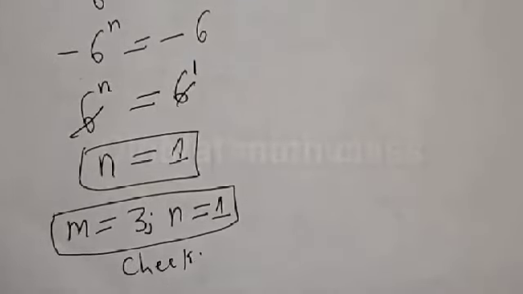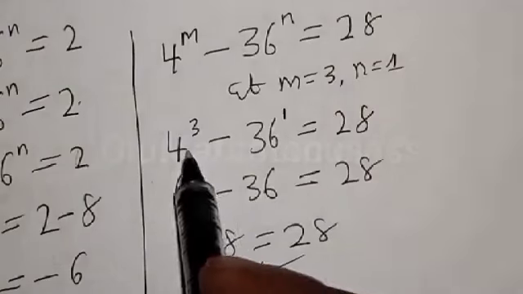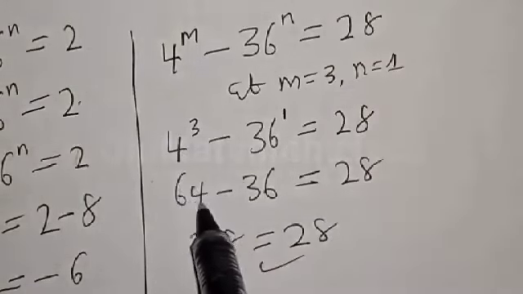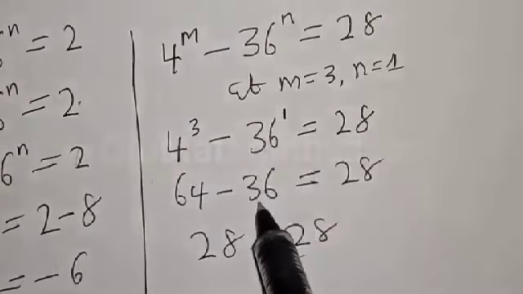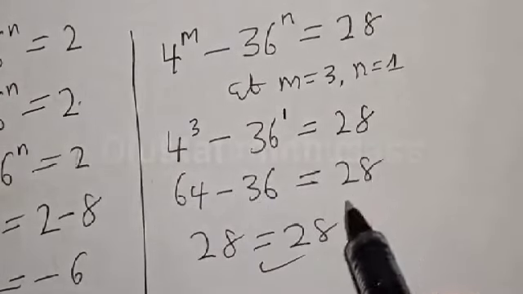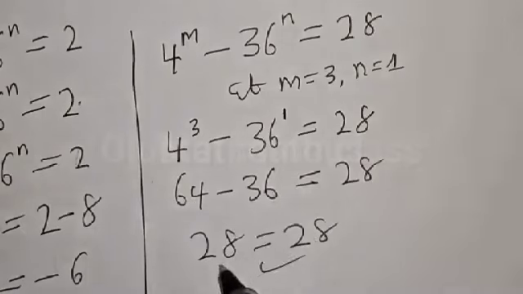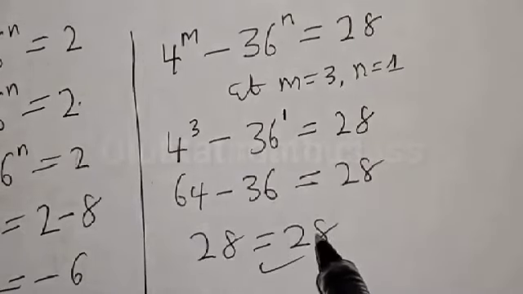Check. 4 raised to the power 3 is 64, minus 36 raised to the power 1 is 36, which is equal to 28. Now 64 minus 36 is 28, which is equal to 28, which satisfies the given equation.